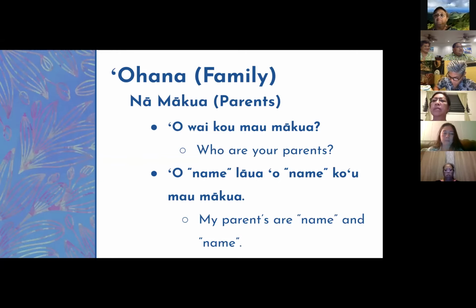Ke hao lani? Kama vau des? You wanna ask? Aloha ke hao lani kama vau des. ʻO wai ko mau makua? ʻO David lawa ʻO Natalie koʻu mau makua. Mahalo. Okay, ke hao, can you ask Kailia Iona? I'm sorry, who is her name? Kailia. ʻO wai ko mau makua, Kailia? ʻO William lawa ʻO Mililani koʻu mau makua. Yeah, mahalo, Kailia.